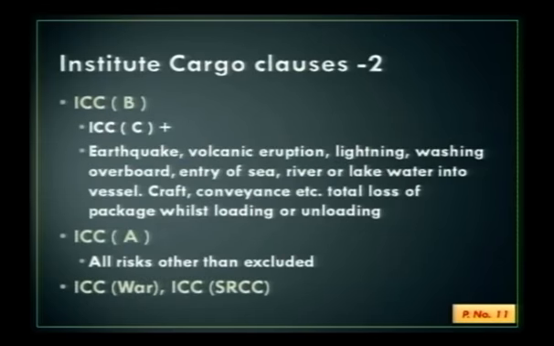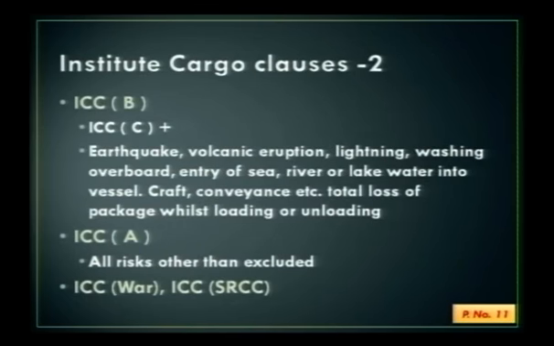The ICC-B covers what is covered under C, and it goes on to cover additional perils of earthquake, volcanic eruption, lightning, washing overboard, entry of sea, river or lake water into the vessel, the craft, the conveyance, and the total loss of a package whilst loading or unloading on board the ship. So whenever there's a reference to vessel or craft, it means only ships and not other types of transportation. So ICC-B is a little wider cover. There are many add-on perils that can be taken with ICC-C or B. If you see your textbook, you will see some of them.